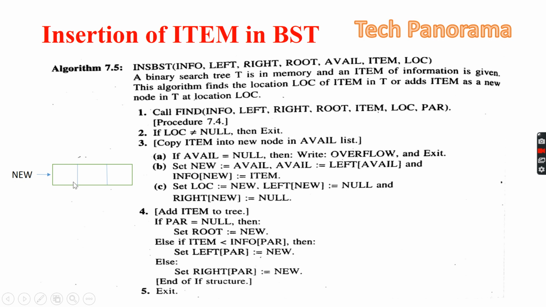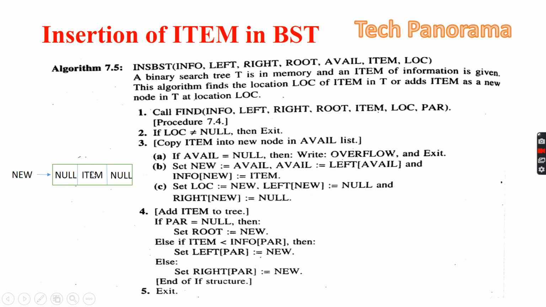Here we are taking the example. Here we have fetched a node from the avail and used the variable new for this node. And now avail will point to the next unused node, that is left of avail. Now it's the time to fill this node. This is the left of node, this is the info part and this is the right of node. So first we will fill the info of new with your item. Next, left of new is null and right of new is null. So the node is ready.